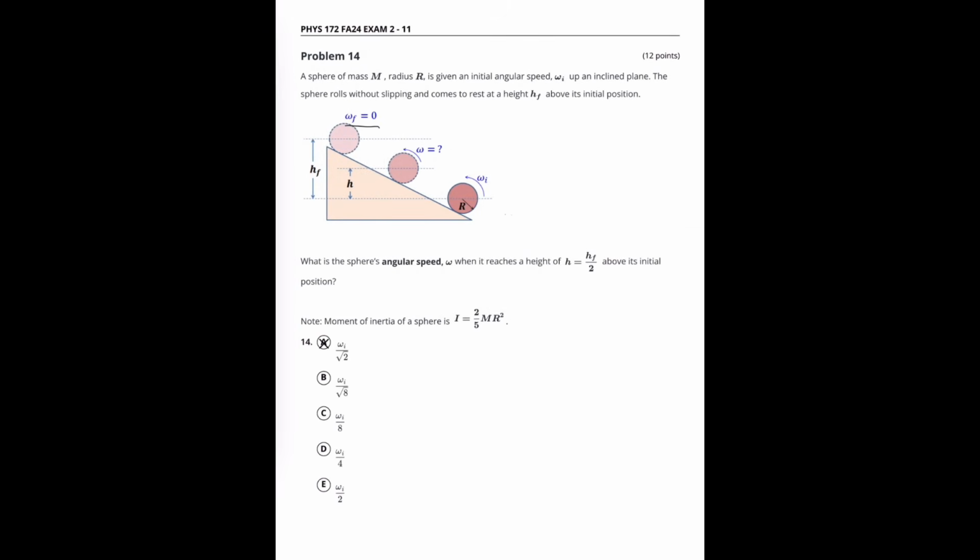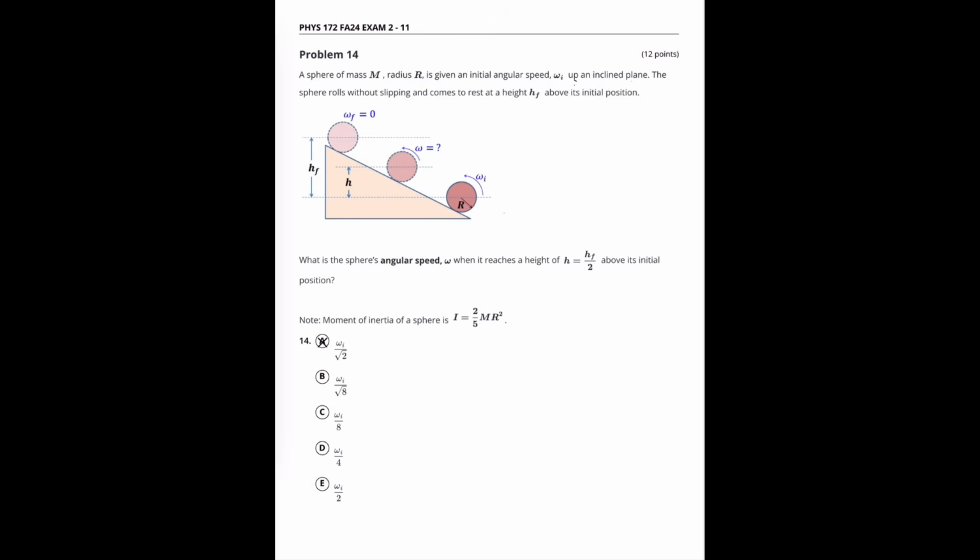Problem 14 states, a sphere of mass m, radius r is given an initial angular speed omega I up an inclined plane. The sphere rolls without slipping and comes to rest at a height hf above its initial position. What is the sphere's angular speed omega when it reaches a height of h equal to hf over 2 above its initial position? Note, the moment of inertia of a sphere is I equal to 2/5 mr squared. So we are going to choose an extended system for this question, where our system is the sphere plus Earth.